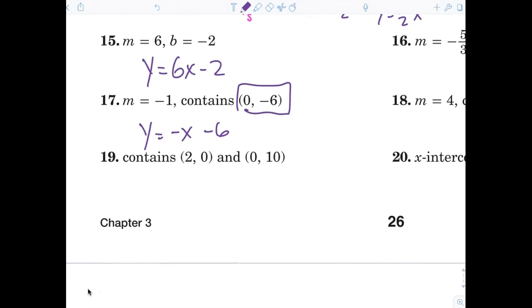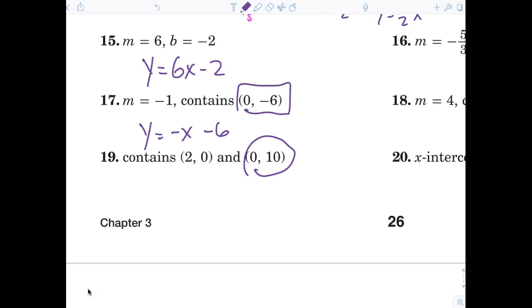All right. The last one that's difficult here is 19. You have to find the slope. But I want you to identify the 0, negative 6 as the y-intercept. I want you to be able to do that. Just like over here, I want you to be able to identify that 0, 10 is the what? Y-intercept. Right? I want you to know that.